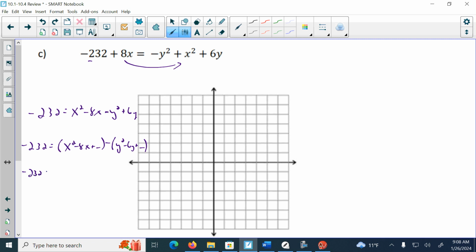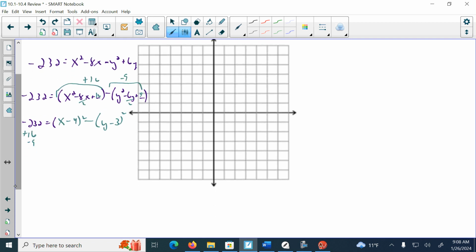Then I'm going to complete the square. So I'm going to do half of 8. So this will be x minus 4. 4 squared is 16. So I'm going to add 1 times 16. So I'm going to add 16 to this side, which means I'm going to add 16 over here. And then here's that minus sign. y, that's a minus. Half of 6 is 3. 3 squared is 9. So I'm going to add a -9 here, so -9.